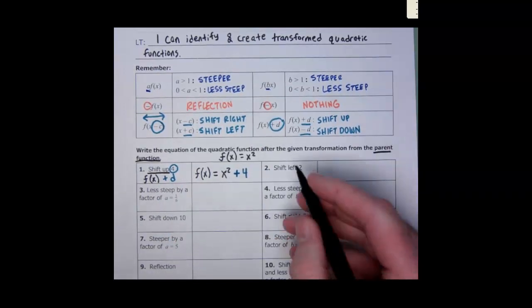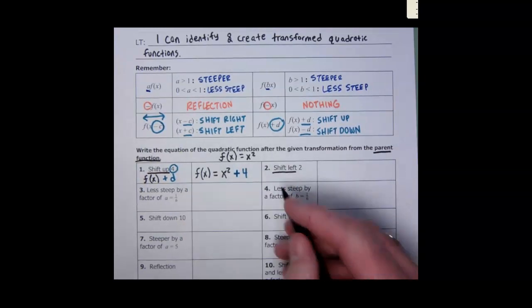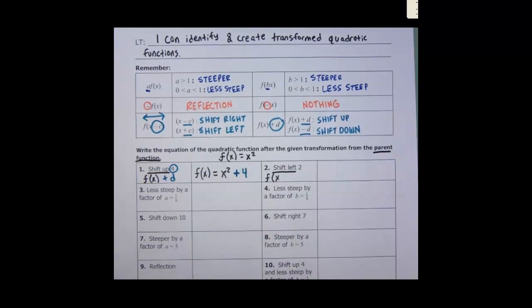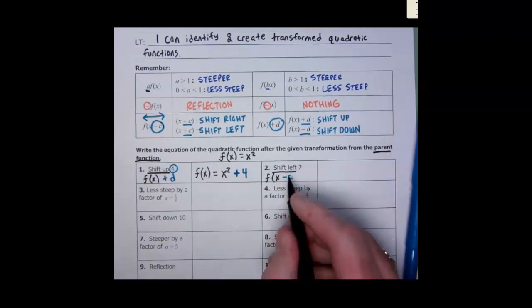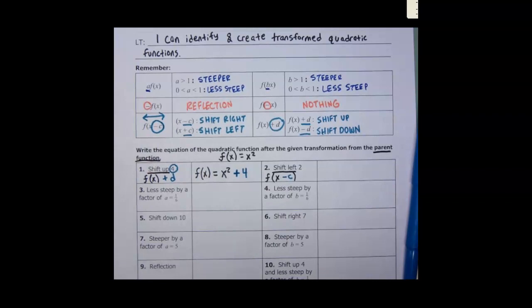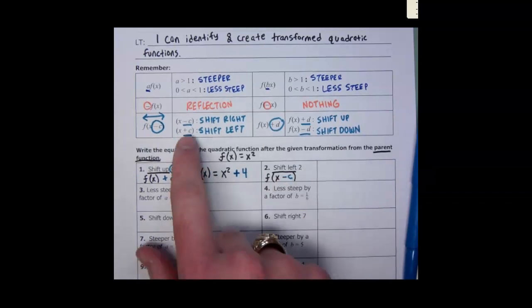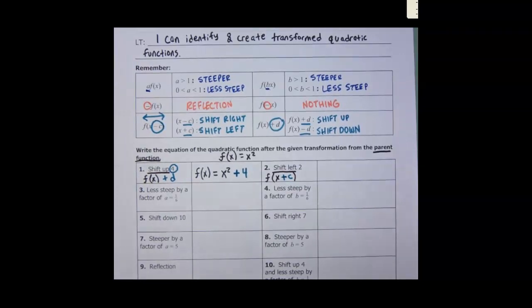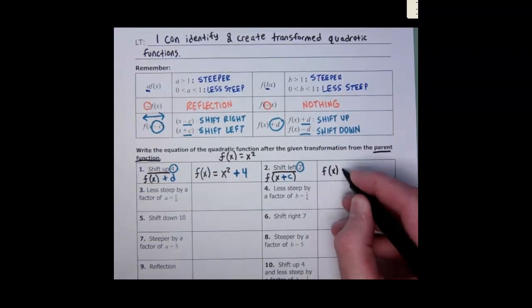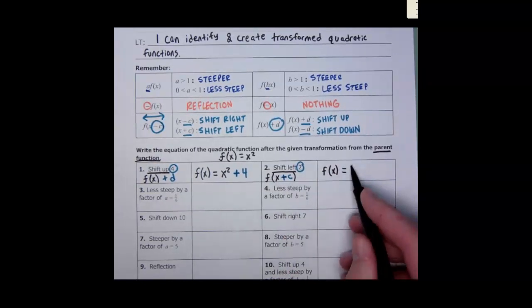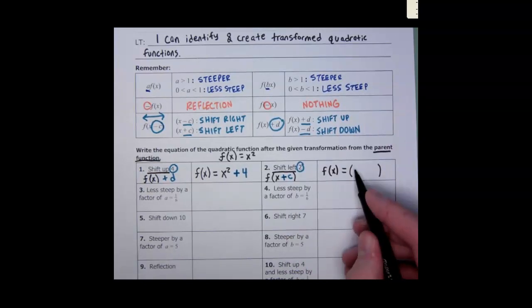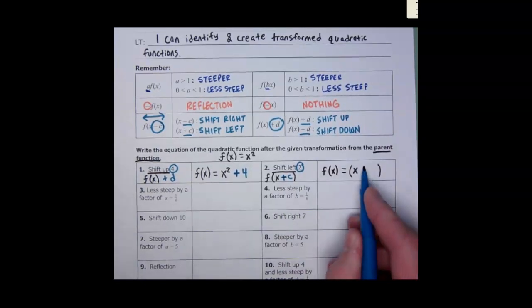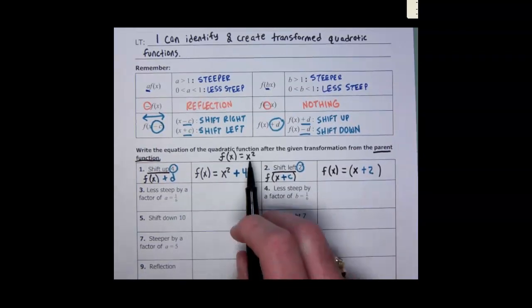Okay, now I shift left, we're going to look right here. In this case, something's going to happen inside the parentheses: x minus c. If it's a shift left, specifically I need a plus sign: f of x plus c, and plus c is going to be 2. So I'm always going to start off with f of x equals, and then in these parentheses I'm going to put x, and then this is going to be plus 2, because that's my number. And all of that is still going to be squared.